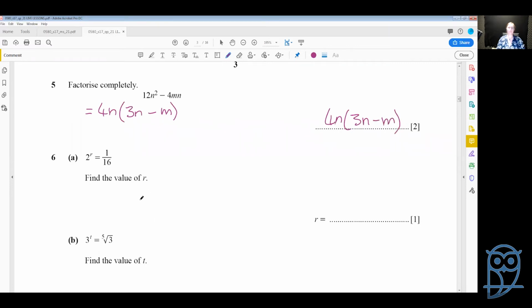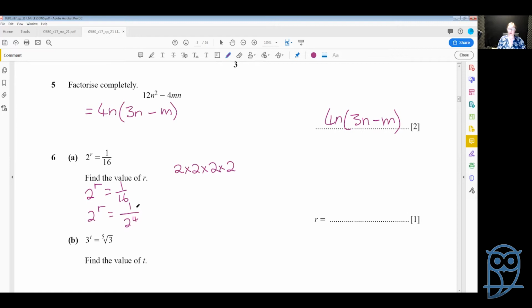Okay. Find the value of r. So this means that we need to turn this number over here into 2 to the something. So let's start. 2 to the r is a 16th. So first, let's turn this number into something to the base 2. So 2 times 2 gives us 4, times 2 gives us 8, times 2 gives us 16. So we have 2 to the r equals 1 over 2 to the 4.